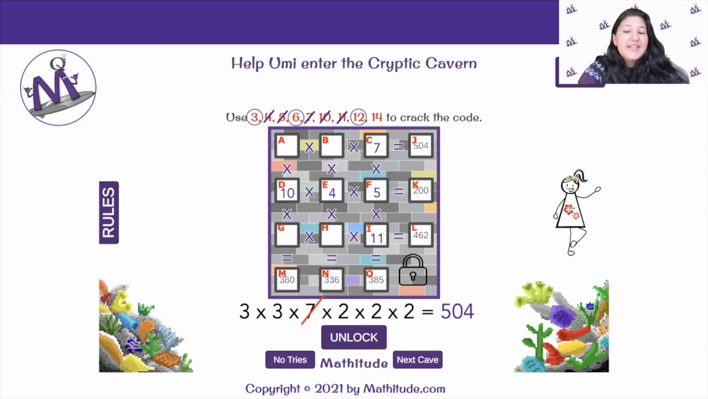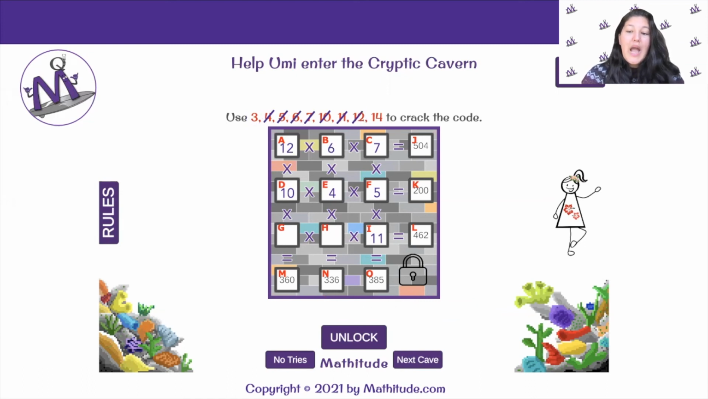If we were to put 6 in spot A, you can see that we have spot D with 10 underneath it. So 6 times 10 is equal to 60. That means spot G would have to be equal to 360 divided by 60, which is 6. We can only use each of the answer numbers once, so we can't use 6 again. So A can't be 6 either. This means A has to be 12. It's the only number left that fits. Since 3 can't go in either A or B, B must be 6. Now we've used all of the prime factors of 504 to fill out that row.